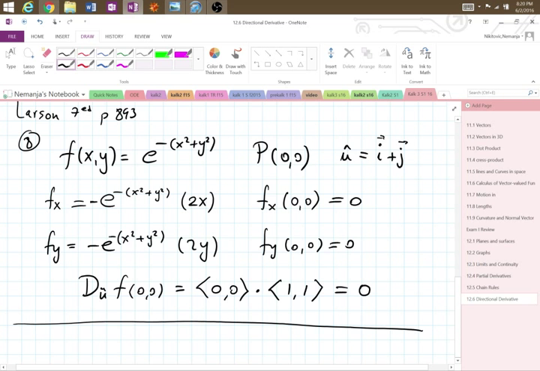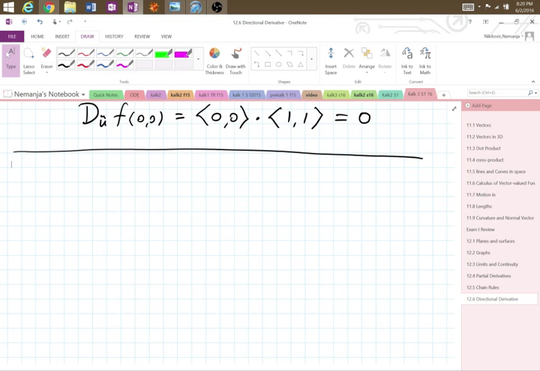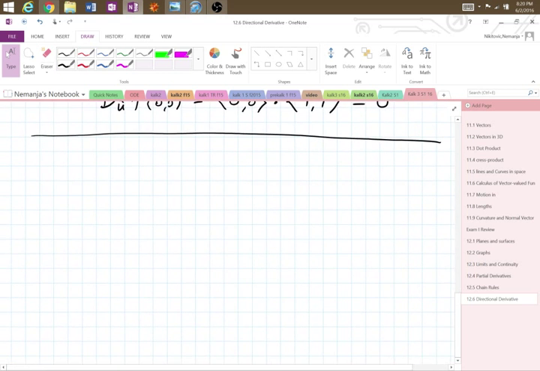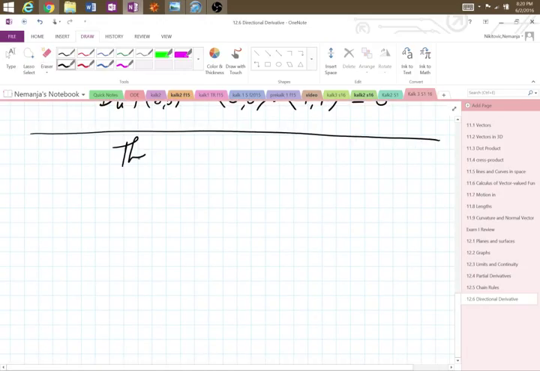Now the next concept is the gradient vector. The gradient vector is simply a vector of partial derivatives, and it could be 2D, or 3D, or any D, because as many variables as you have, you just keep taking the partial derivatives with respect to those variables.